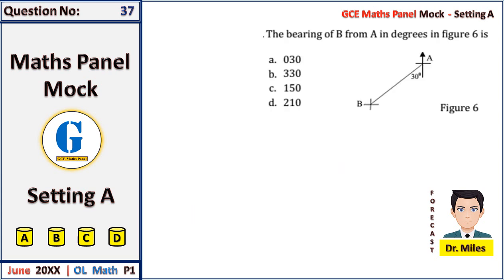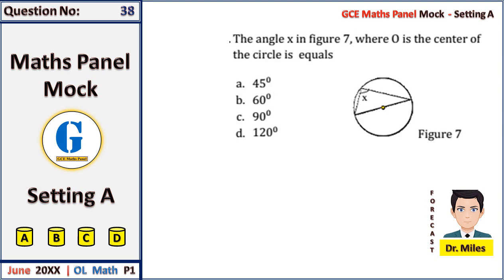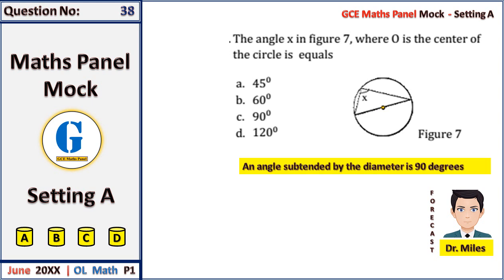The bearing of B from A in degrees in figure 6 is, bearings are measured from north clockwise. So I have to start at A and go clockwise, and that total angle there is going to be 180 degrees plus the 30 degrees, which is equal to 210 degrees. That's the bearing. The angle x in figure 7, where O is the center of the circle, equals, this angle subtended by the diameter is 90 degrees. In fact, any angle subtended by the diameter is 90 degrees. The value of x here is 90 degrees.